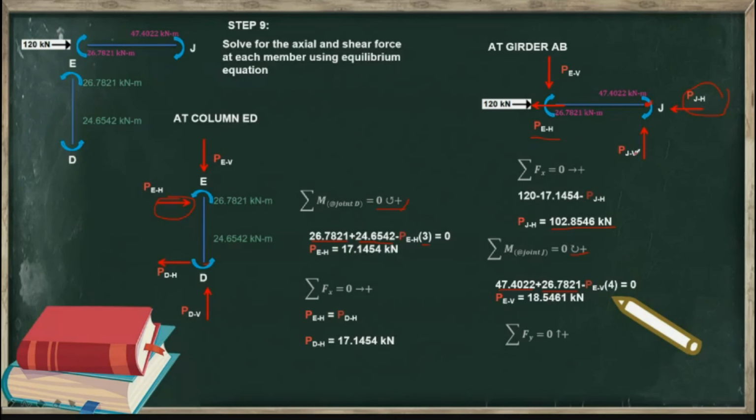So, we can compute na si PJV because dadalawa lang naman ng vertical forces natin. So, PEV is equal to PJV. So PJV is 18.5461. So ganun ang pag-compute natin sa factor method natin. So, di ba medyo mahaba-haba siya.